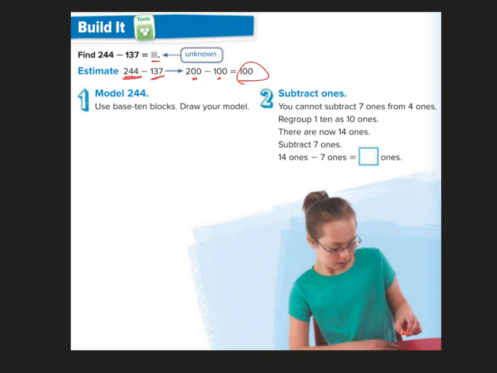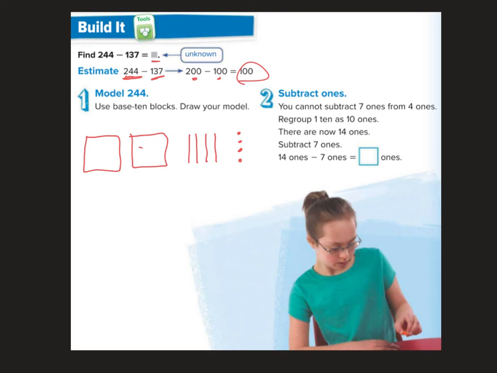First, it says draw your model. So 244. Hundreds are the blocks. 40 would be the sticks. And then 4 ones. 2 hundreds, 4 tens, 4 ones.